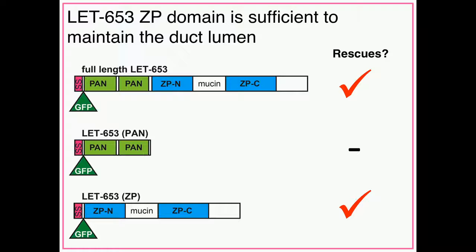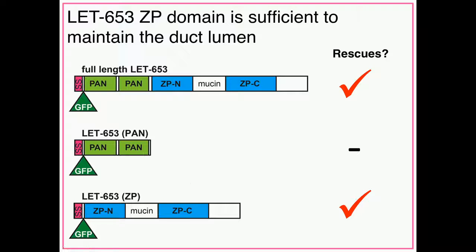So first, we wanted to ask what domains are important for LET653 function. So we generated these fusion proteins and found that the full-length LET653 and the LET653 ZP domain were both able to rescue duct lumen defects, while the pan domains were not.